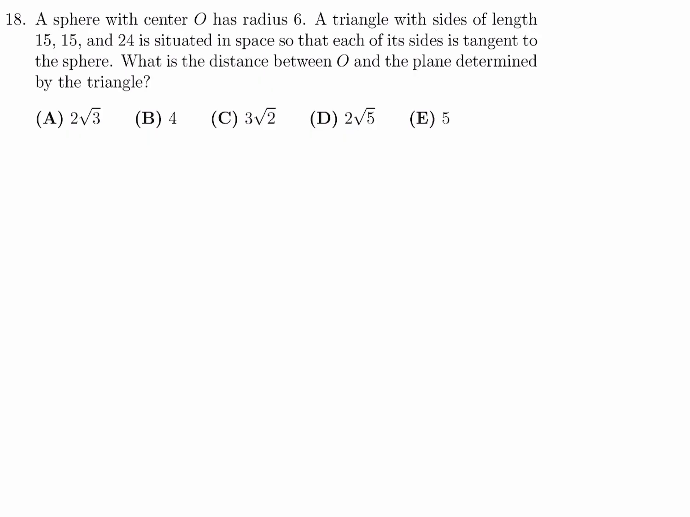A sphere with center O has radius 6. A triangle with sides of length 15, 15, and 24 is situated in space so that each of its sides is tangent to the sphere. What is the distance between O and the plane determined by the triangle?